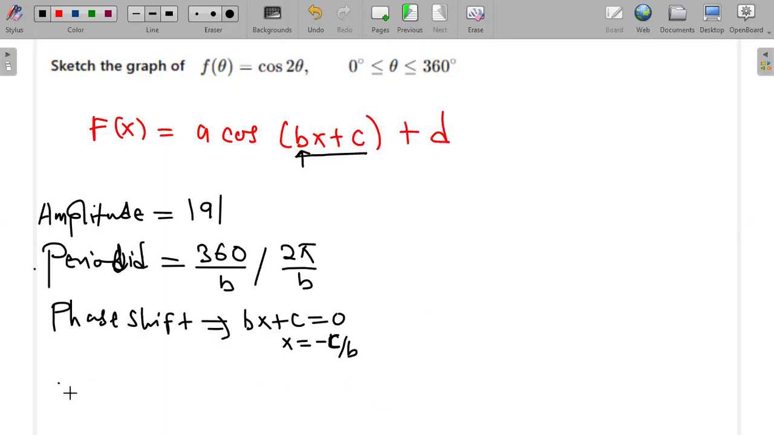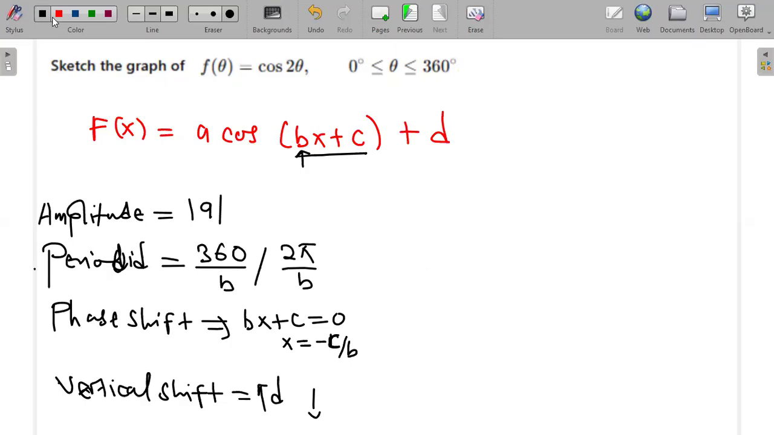The other thing that you need is a vertical shift, if it exists. The vertical shift is simply the d that is there. If it is positive, it means the vertical shift happened going up. If it is negative, then it happened going down. So these are the things that you need, and then just plot them to have your graph.